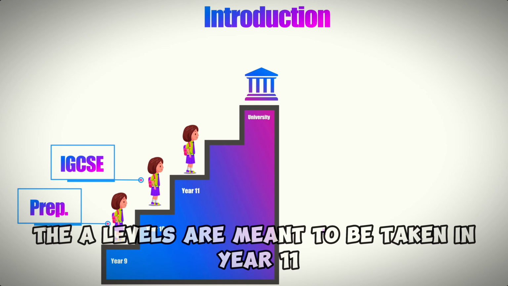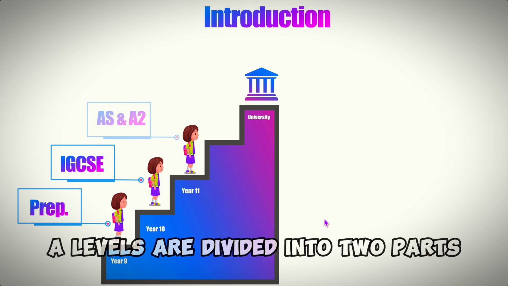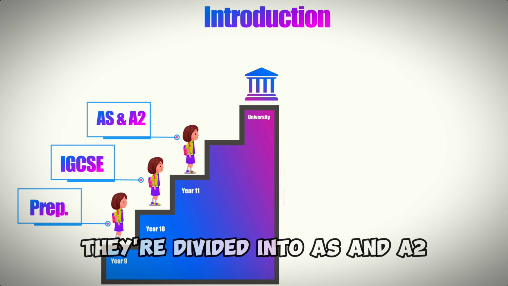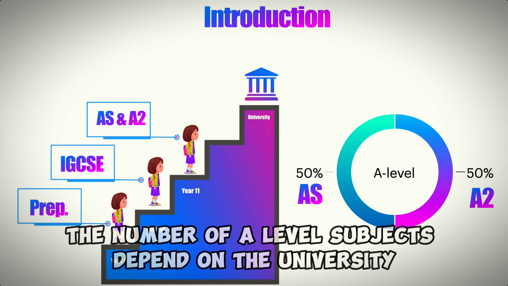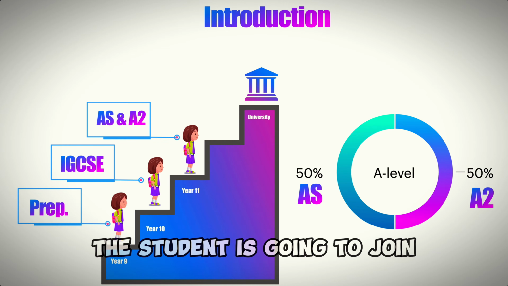The A-levels are meant to be taken in year 11. A-levels are divided into two parts: AS and A2. Each is 50% of the entire A-level. The number of A-level subjects depends on the university the student is going to join.